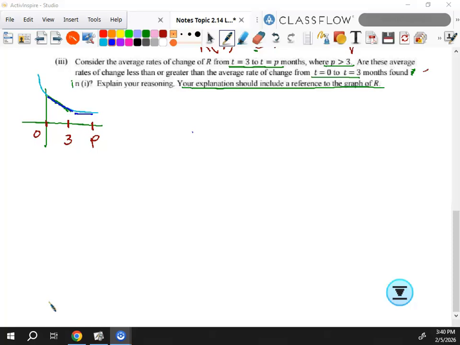So my average rate of change from 0 to 3 and average rate of change from 3 to p, wherever p is. I just want to know, are the rates of change from 3 to p going to be less than or greater than the average rates of change from 0 to 3? Well, when we're talking about rates of change with our functions, what should we always write down? Say it loud and proud. We need our fun chart.